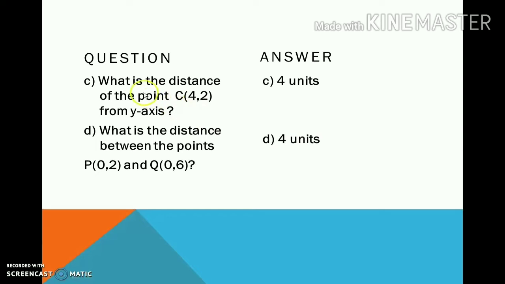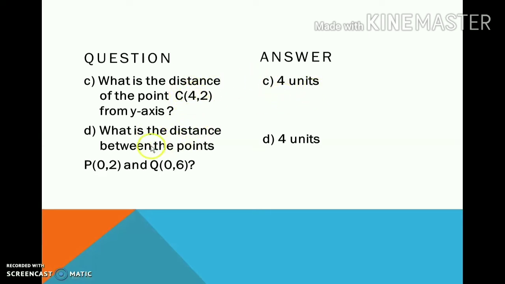So next question is what is the distance of the point C 4, 2 from y-axis? अब हम इस point का y-axis से distance देखना चाहते हैं. तो वो क्या होता है? x coordinate. तो यहाँ पर x coordinate is 4. So answer is 4 units.